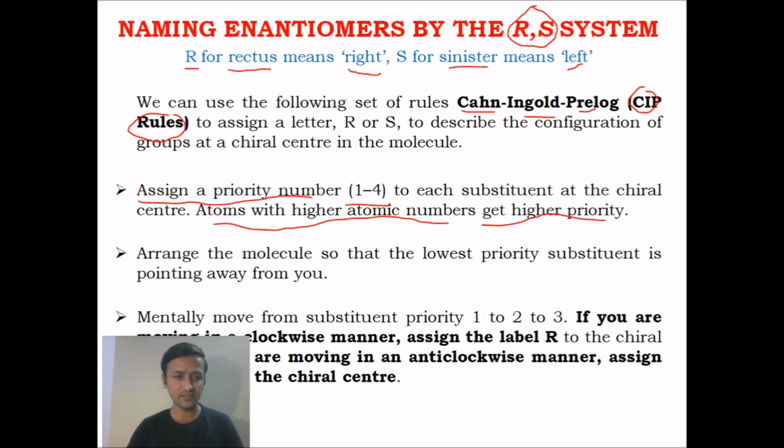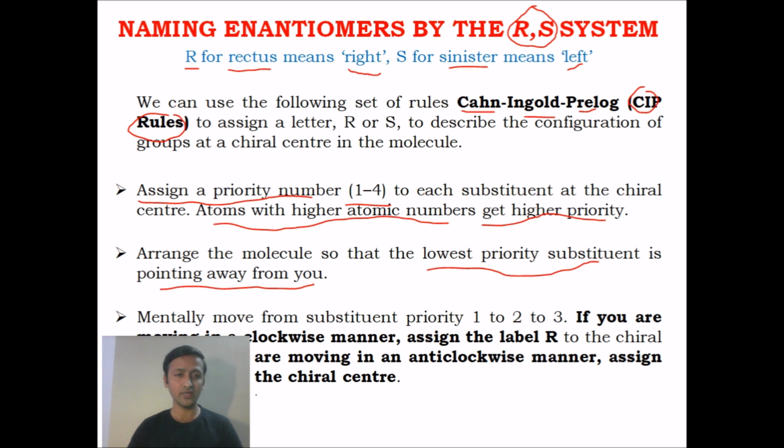Once that is done, the next one is to arrange the molecule so that the lowest priority substituent is pointing away from you. This is a very important step. In most cases the lowest priority substituent will be hydrogen, atomic number 1, and the rule is that it should be pointing away from you. We can take some examples, and I will explain how it is done if it is not pointing away from you.